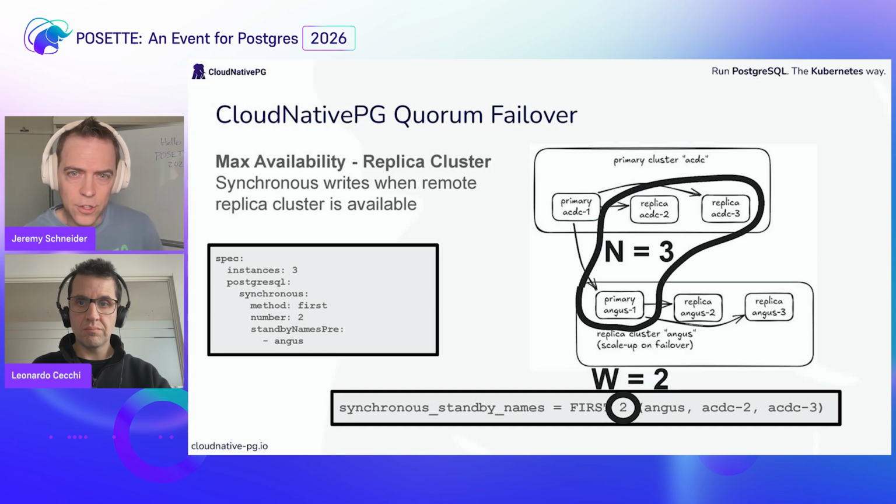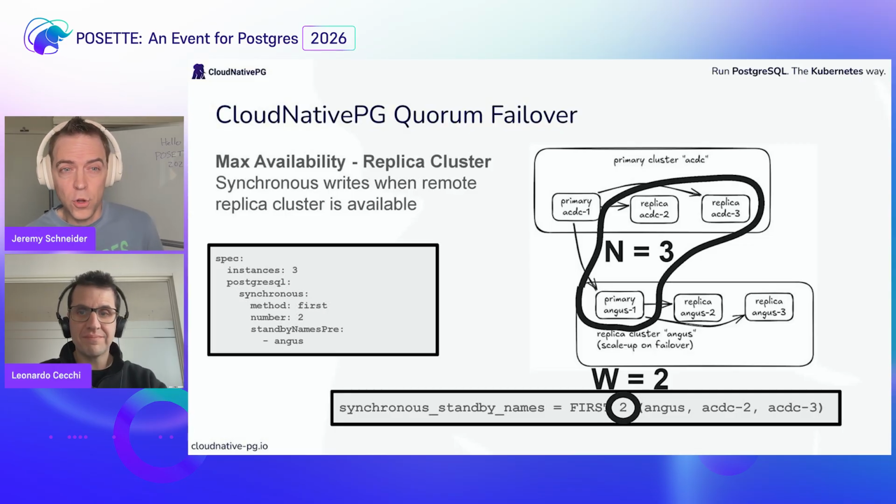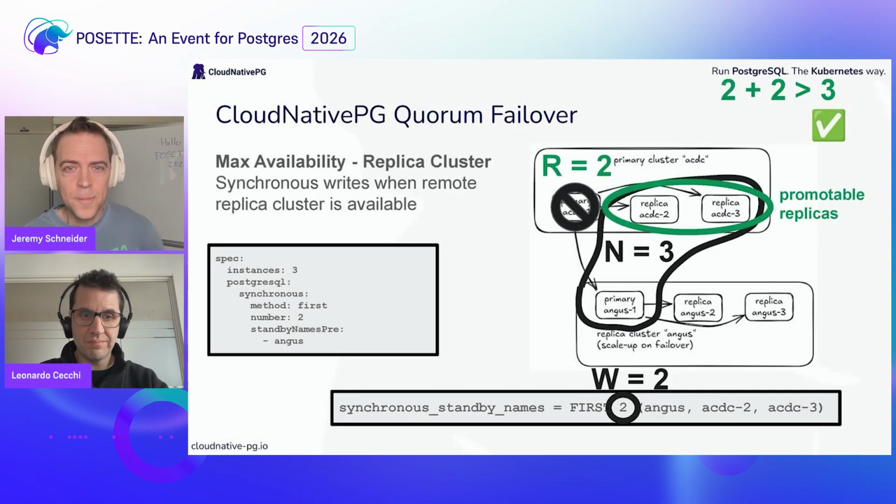First of all, the n value is the target set. The target set has three members, Angus, ACDC2, and ACDC3, so the n value is 3. The w value is just a number, you pull it straight up from the bottom. And now let's suppose that we have a failure. The primary instance fails, and now we need to ask the question, is it safe to do a failover or to promote one of those replicas, okay?